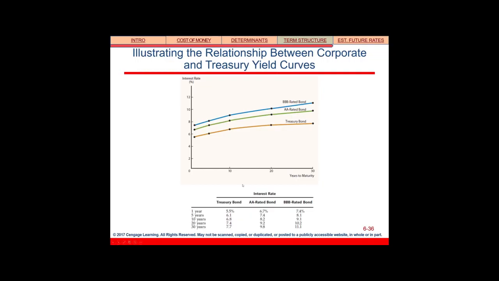And this curve is basically based on the table here. So for different maturities, they have different interest rates, and then you just need to mark the dots and connect them. Then you get this yield curve for different types of bond.